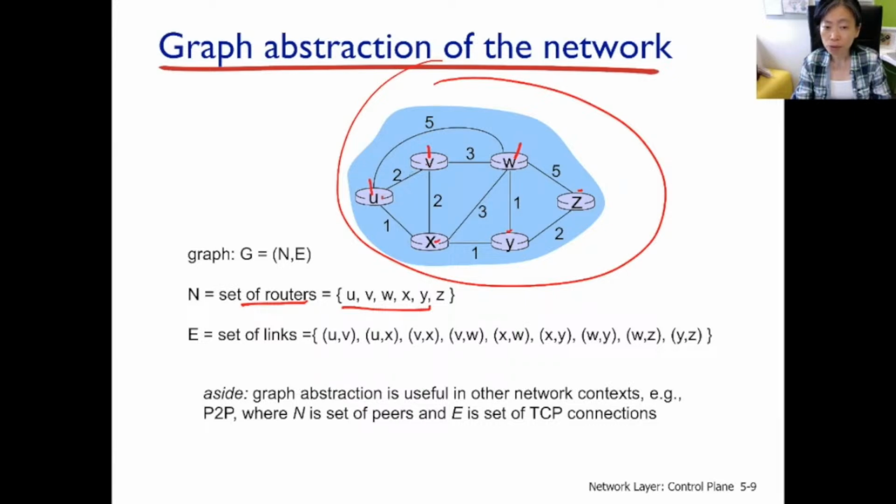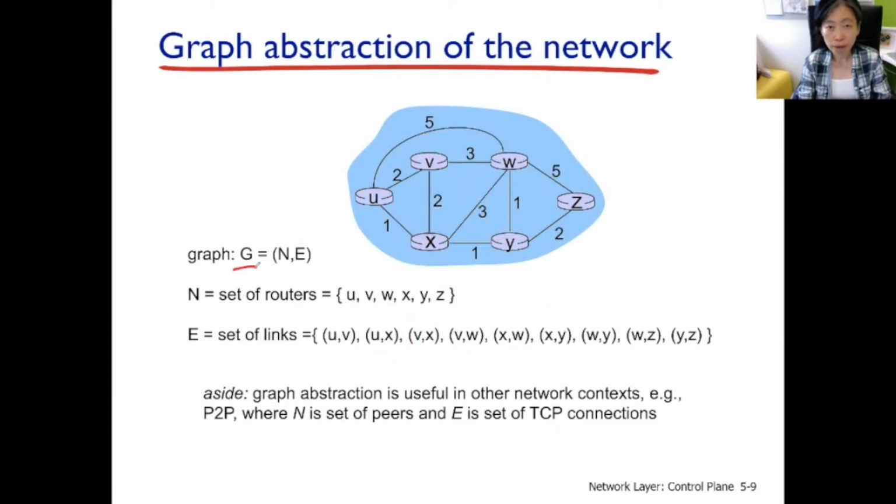Now between the routers, we also have links. Link UV connects router U and router V. Similarly, UX connects router U and router X. VX is the link connecting router V and router X. Link VW connects router V and router W. So we can go over all the links defined here, and this forms the set of links interconnecting the routers. And coincidentally, a graph is also defined in a very similar way.